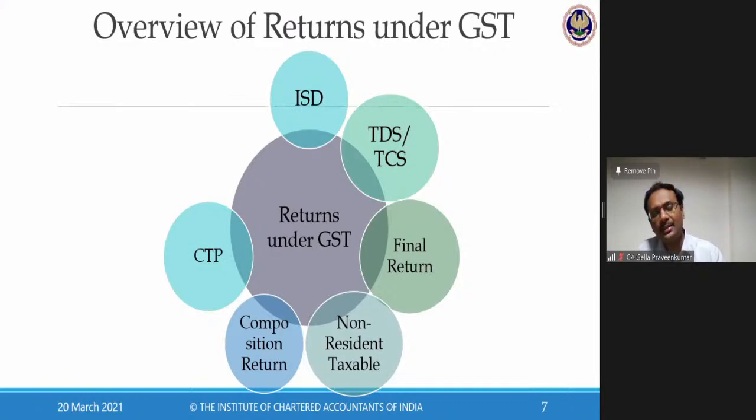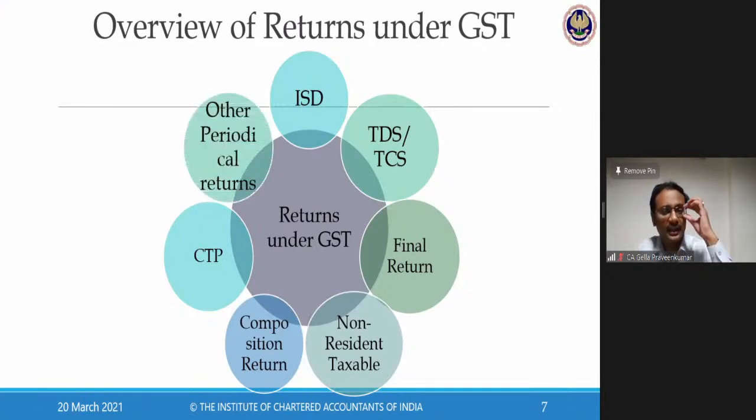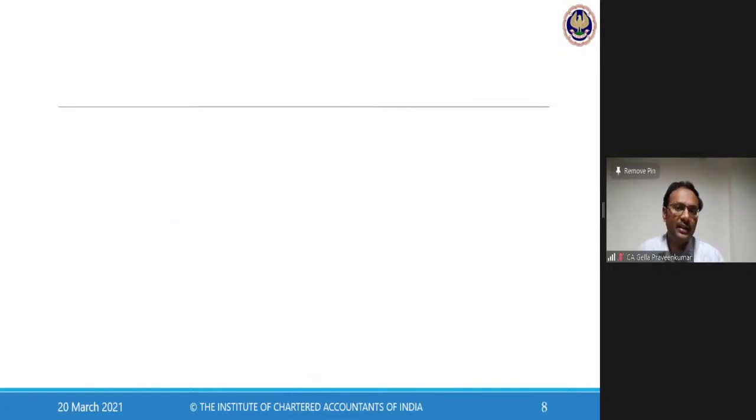Then casual taxable person. Finally, your other periodical returns, that is your GSTR 3B. These are various returns when we talk about my GST law. It doesn't cover GSTR 1. It doesn't cover GSTR 2A, right? These forms alone can be considered as my periodical returns.